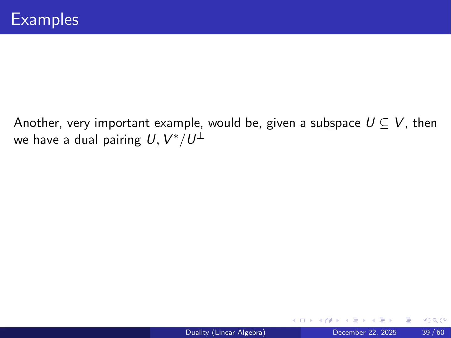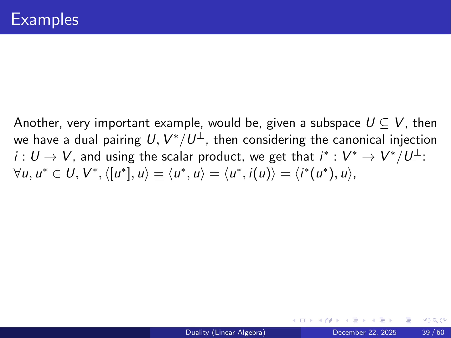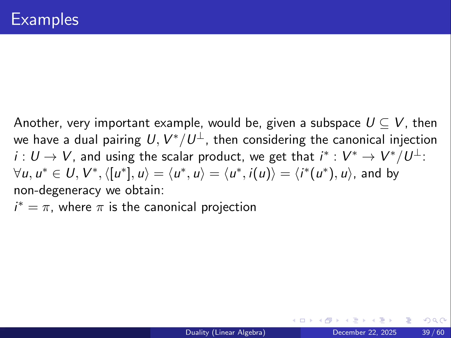Another very important example would be, given a subspace U of V, then we have a dual pairing U, V star quotient U complement. Then considering the canonical injection I from U into V and using the scalar product, we would get that I star goes from V star to V star quotient U complement. For all U star, we have the scalar product of the coset U star and U, which is equal to the scalar product of U star and U, which is itself equal to the scalar product of U star and I of U, and moving I to the left, we get that it is equal to the I star of U star scalar product U. By non-degeneracy, we thus obtain that I star is equal to P, where P is the canonical projection.